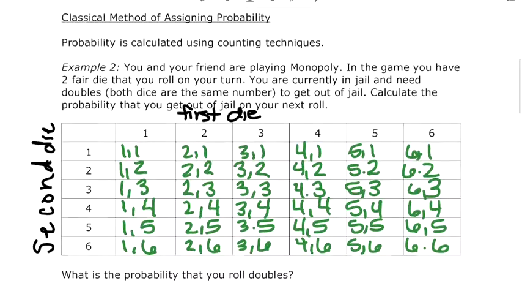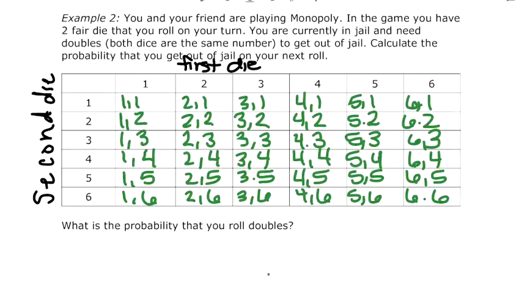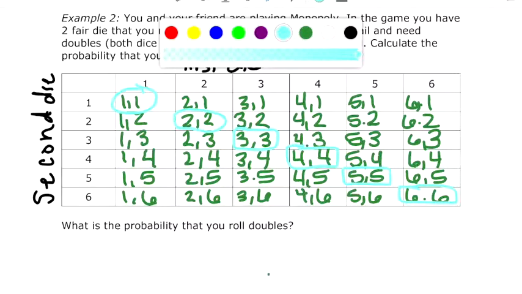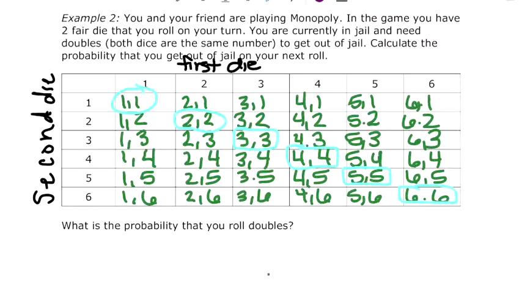What we need to know is the probability that I roll doubles. So I want to look at all my combinations and find the ones that contain doubles, where the first die and the second die are the same number. So we have a 1 and a 1, 2 and a 2, 3, 3, 4, 4, 5, 5, and 6 with a 6. Those are all of the ways that I could roll a double. I'm not actually rolling the die right now. I'm just looking at what could happen when I roll these die.